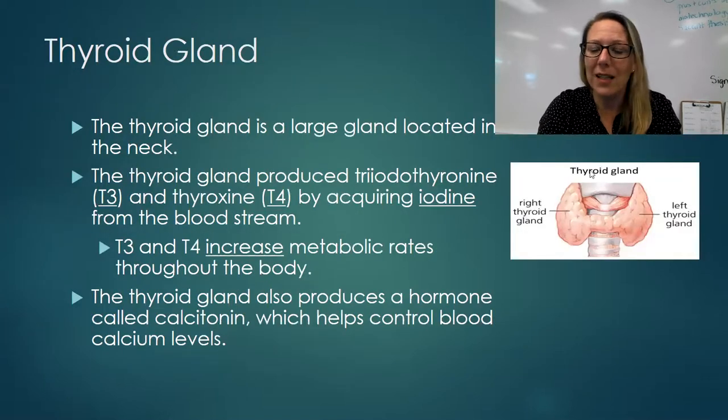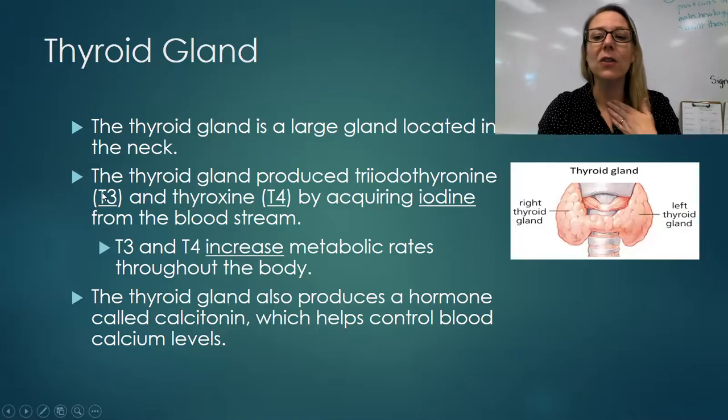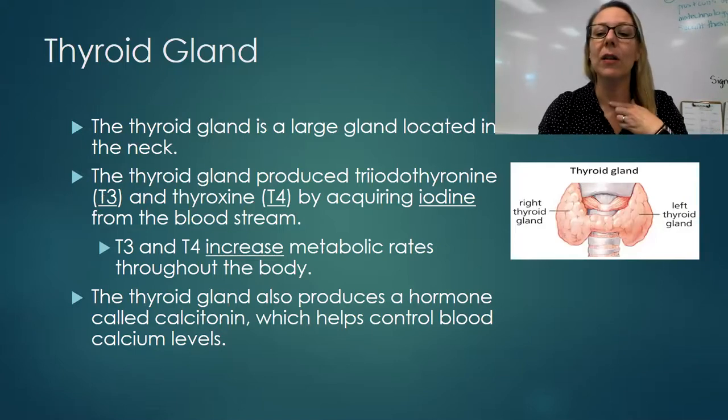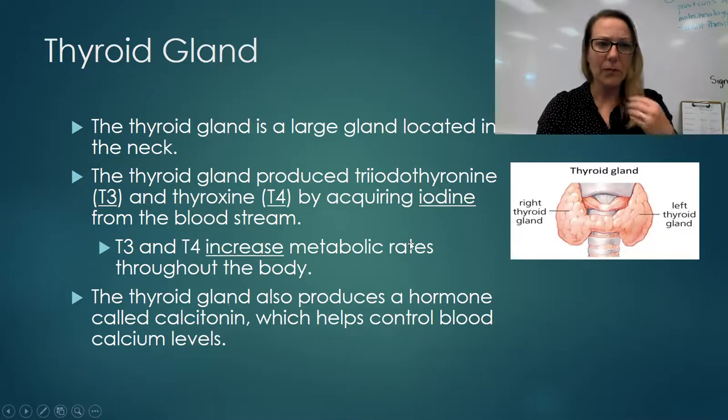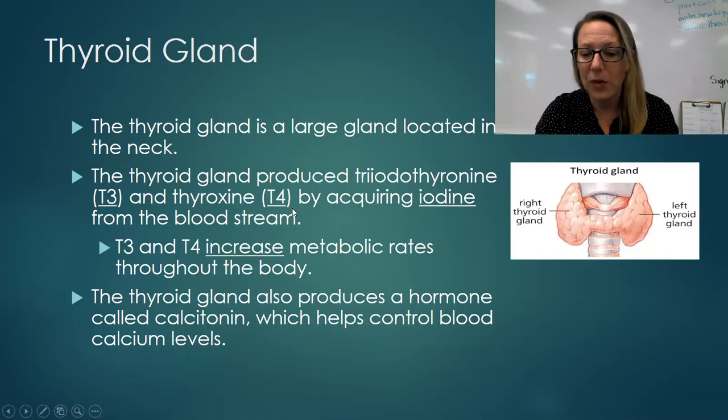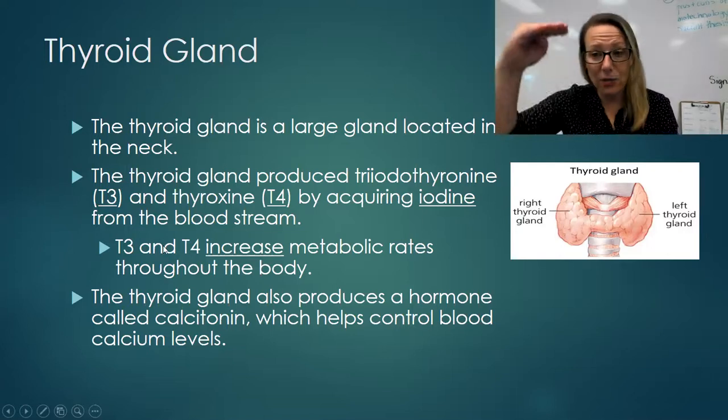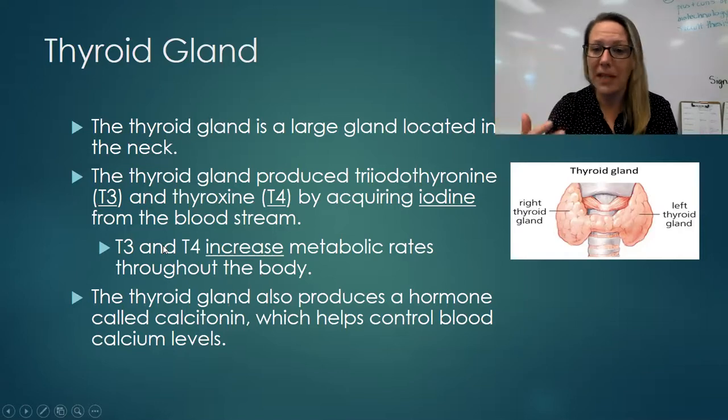So what is in control of all of your metabolism? It's your thyroid gland. Your thyroid gland is located right here, kind of below your Adam's apple, and it looks like a butterfly. It produces T3 and T4 with iodine in your body. If you have high T3 and high T4, you have high metabolism.